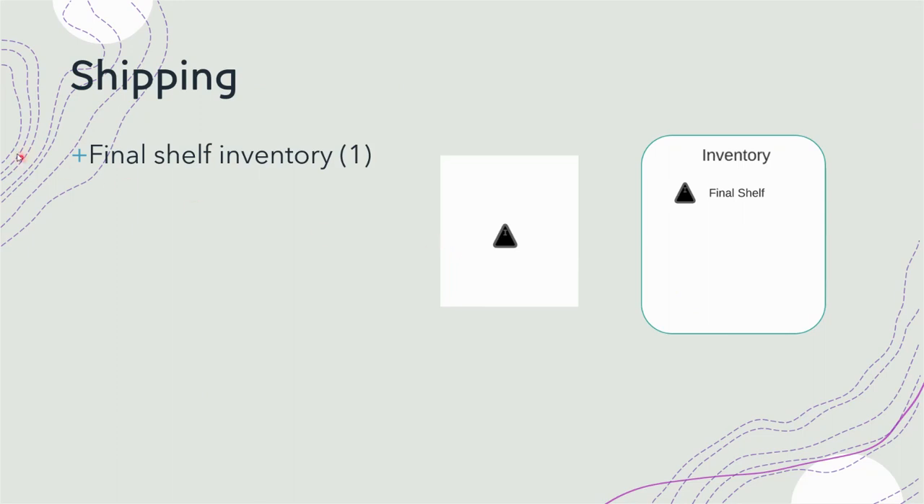Finally, we have the shipping section. In this shipping section, we have the inventory of the final shelves. That is the final product. In this shipping area, the final product is stored, where it will be prepared for shipping and sales.